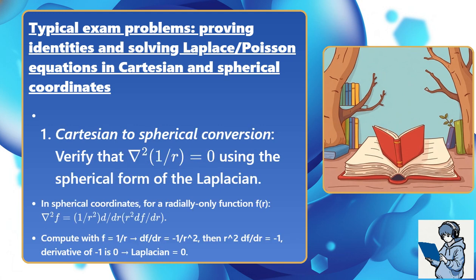Cartesian to spherical conversion. Verify that del squared of 1 over r equals 0 using the spherical form of the Laplacian. In spherical coordinates, for a radially-only function f of r, del squared f equals 1 over r squared d/dr of r squared df/dr. Compute with f equals 1 over r: the derivative of f with respect to r equals negative 1 over r squared, then r squared times df/dr equals negative 1. The derivative of negative 1 is 0, therefore the Laplacian equals 0.